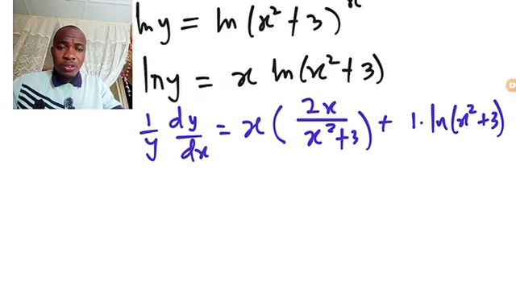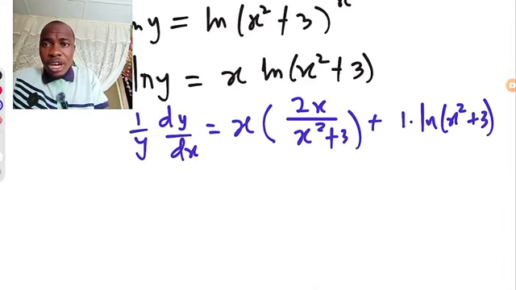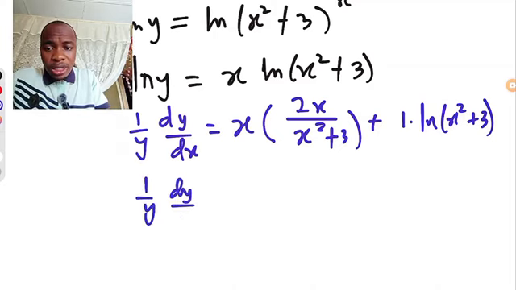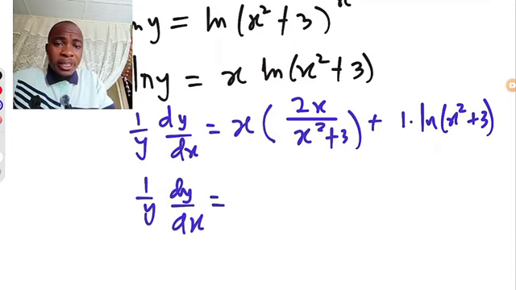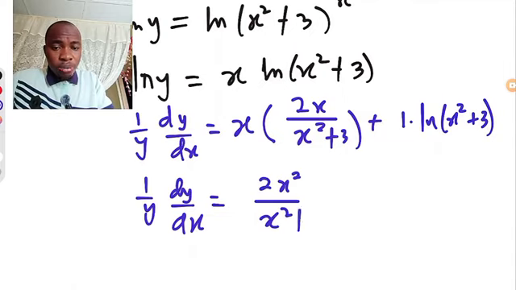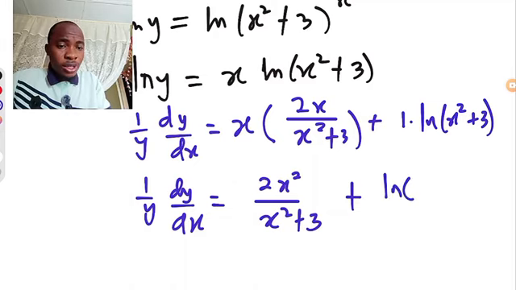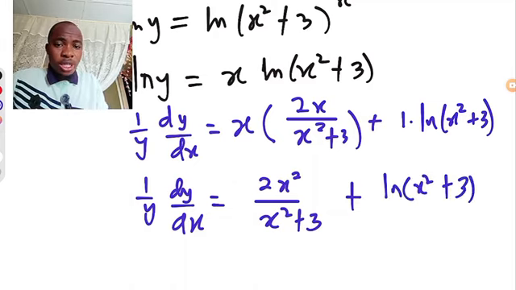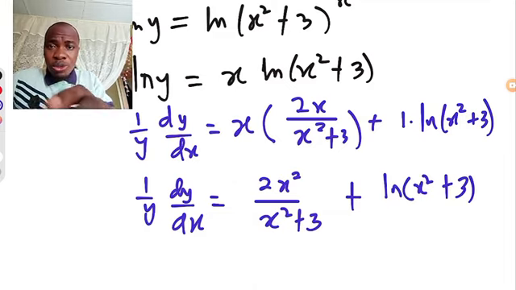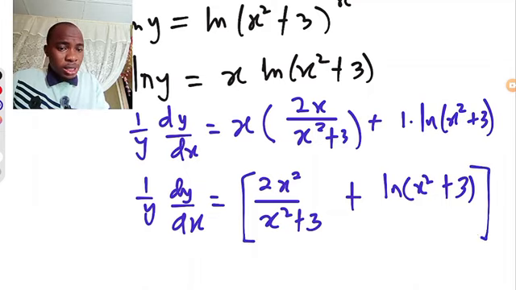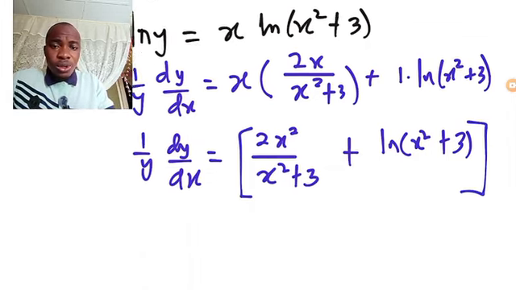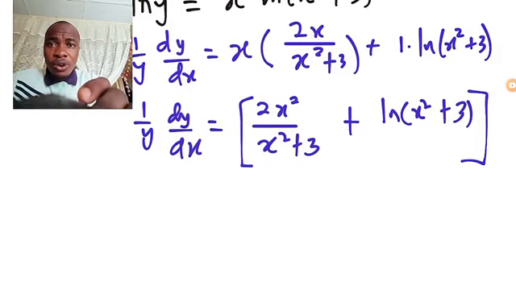Now let's simplify further. We have 1 over y times dy/dx equals x times 2x, which gives 2x squared, divided by x squared plus 3, then plus 1 times ln of (x squared plus 3). Let's put this in a bracket. And don't forget that what we are looking for is dy/dx.